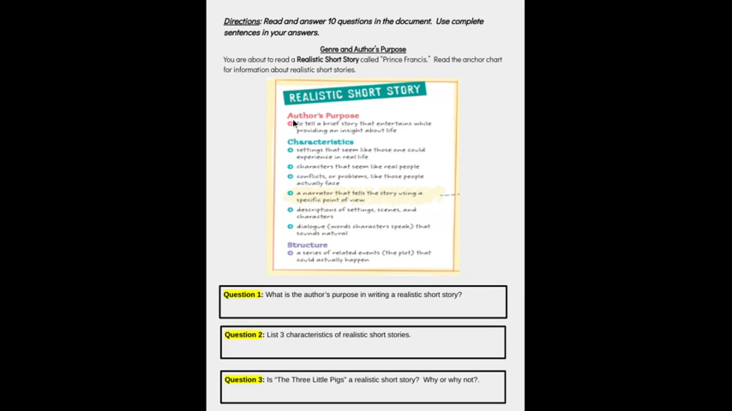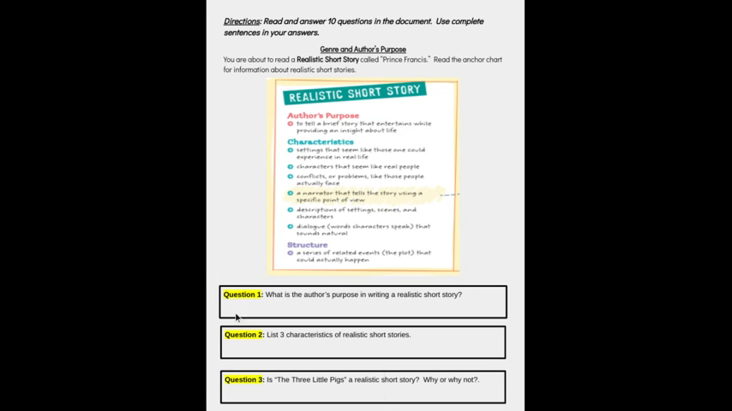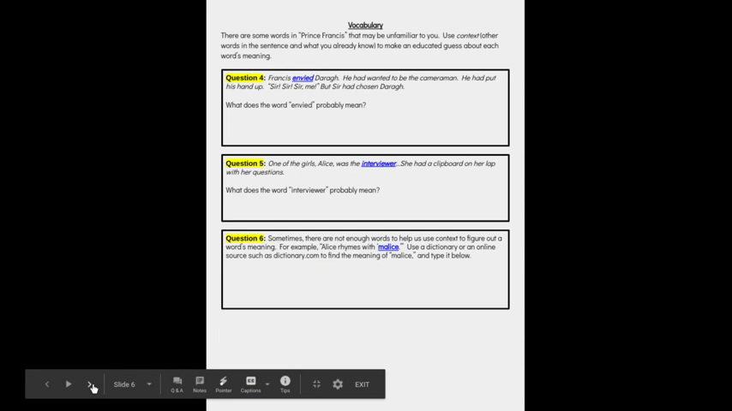It tells you here the author's purpose, to tell a brief story that entertains while providing insight about life. And then here are the characteristics. So you want to make sure that you go over this, and you're going to answer these 3 questions using this anchor chart right here. So then next we move on.